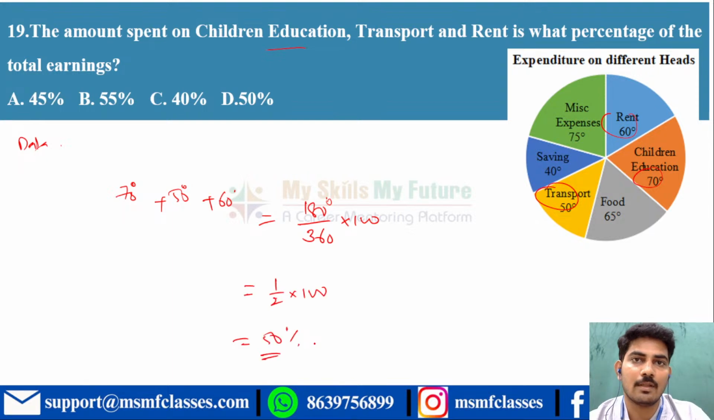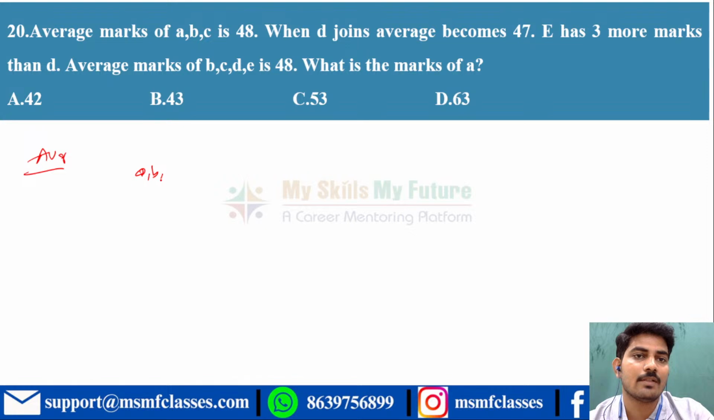So the amount spent on children's education, transport and rent will be 50 percent of the total earnings. Let us go for the next question. Okay, this was the next question. So this is from the averages topic. So I have three observations A, B, C. When three observations are given, the average is given as 48. When one more person is added, A, B, C, D, the new average will become 47.